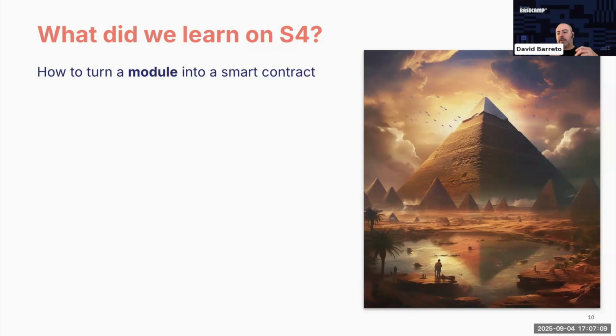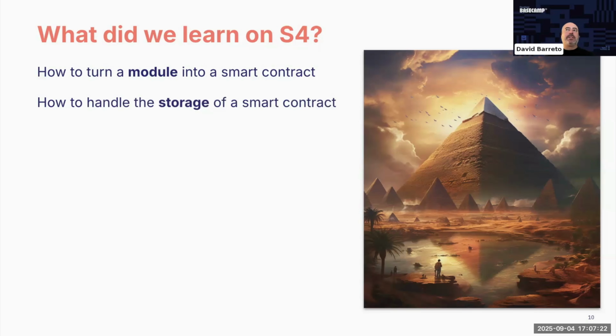Yes, so let's do a quick recap of session 4. We wrote a whole smart contract from scratch, a counter contract. We have different methods: get counter, increase counter, decrease counter, reset counter, set counter. And along the way, we learned how to turn a module into a smart contract using the starknet contract attribute.